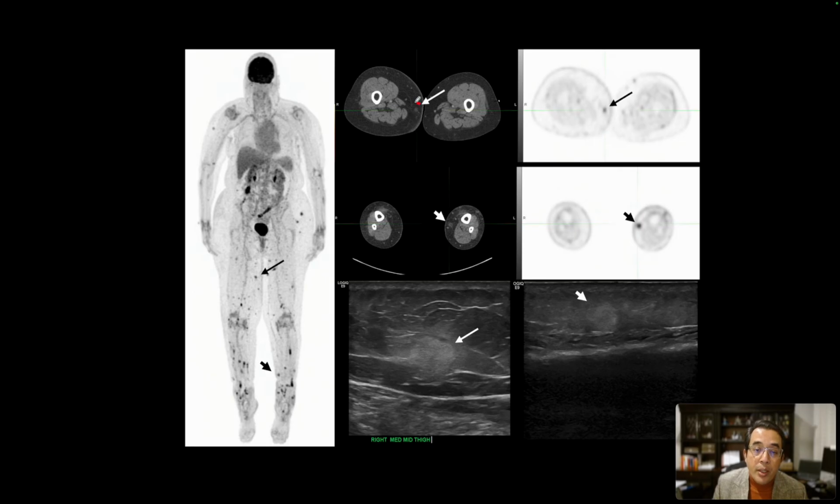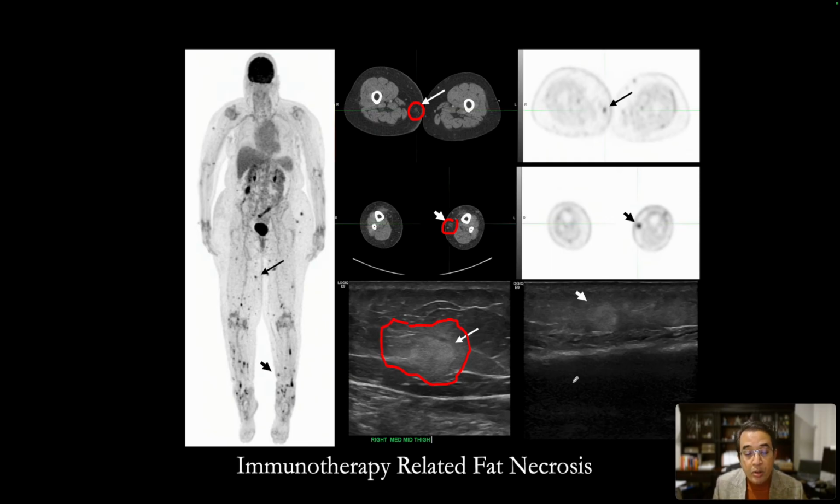These foci are seen as fat stranding on the CT and seen as this ill-defined hyperechoic focus on the ultrasound. These were biopsied and we found fat necrosis. So it turns out this patient was on immunotherapy, which led to fat necrosis. Fat necrosis was hypermetabolic and seen like this on FDG PET CT imaging.